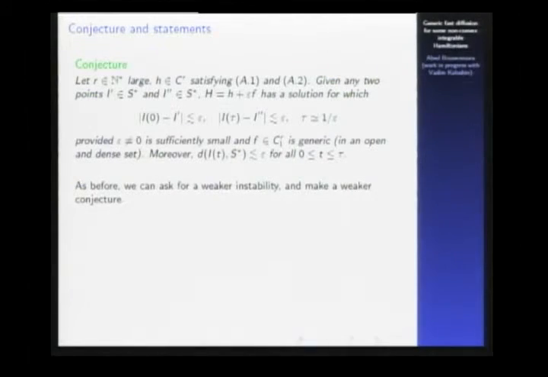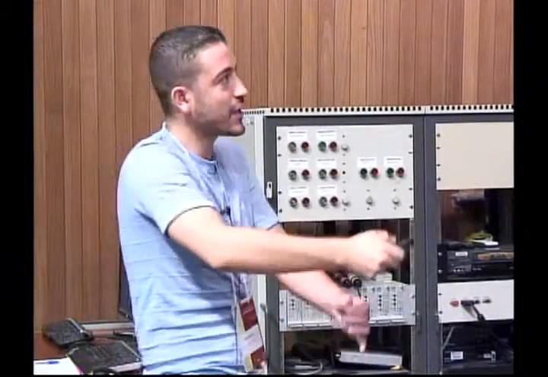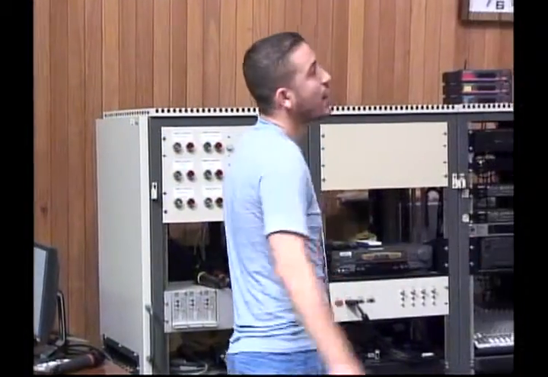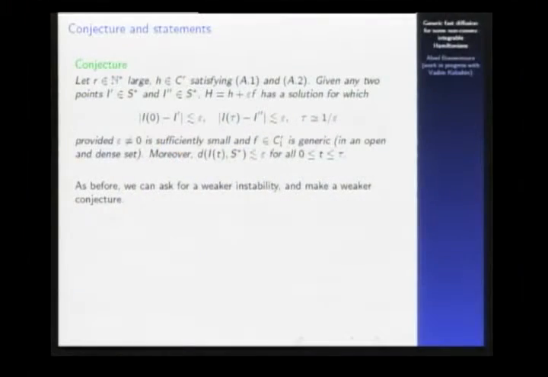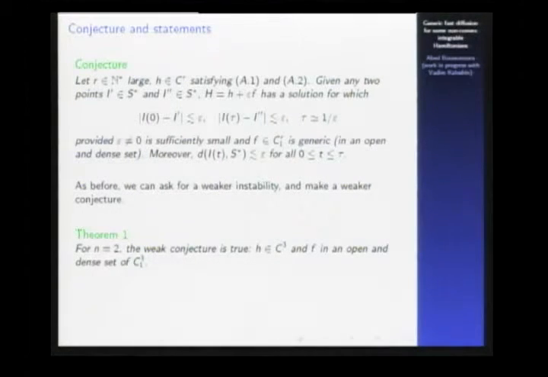You just ask for a small drift. You cannot maybe connect any 2 points, but you just ask for a small drift, and you have a weaker conjecture. Okay? You can make a weaker conjecture. So now let me give some statements. The statements are valid only for n equals 2 for the moment. That's the only thing we can deal with, for sure, the only thing we wrote.